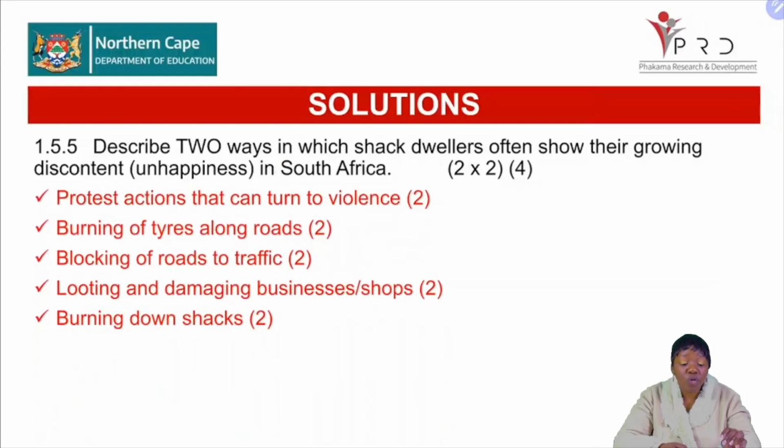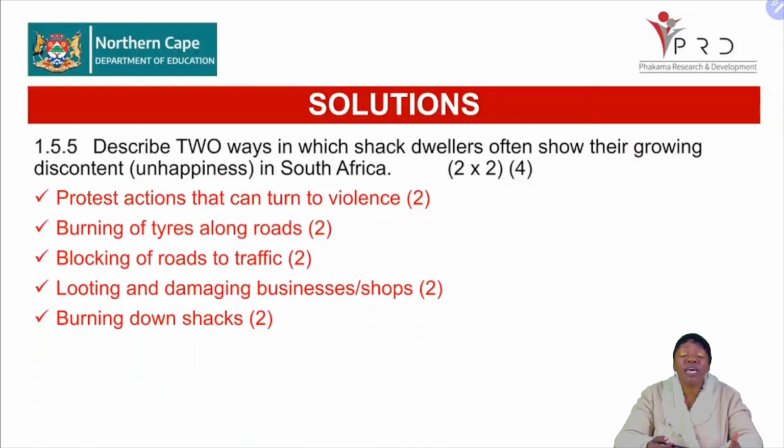Then your 1.5.5, you are supposed to describe two ways in which the shack dwellers often show their discontent, which means unhappiness, in South Africa. So number one is the protest action that turns into violence. They burn tires, they even stone people. There are so many things. It turned out to be violence, but it started as a protest because they are showing their unhappiness. It's either to the government or to the municipality.